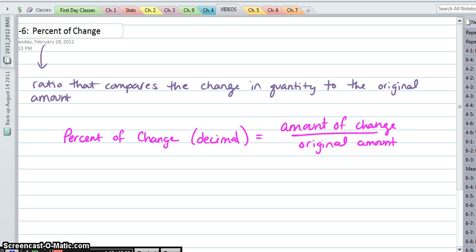I like to look at it this way to make it a little bit more basic. How do you find that amount of change? Well, you have new information and you have old or original information. So, you calculate your decimal by first finding the amount of change, new info minus old info, comparing it to the old info, and then converting to a percent.